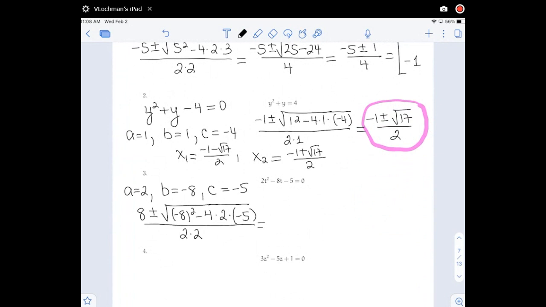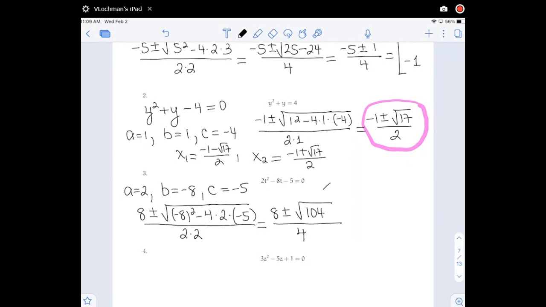Okay, what do we get here? Negative 8 squared, that's 64, right? And what else do we have? 4 times 5, that's 20. And times 2, that's 40. Okay, so 64 plus 40, what is that? 104 over 4. Okay, let's see, 104.